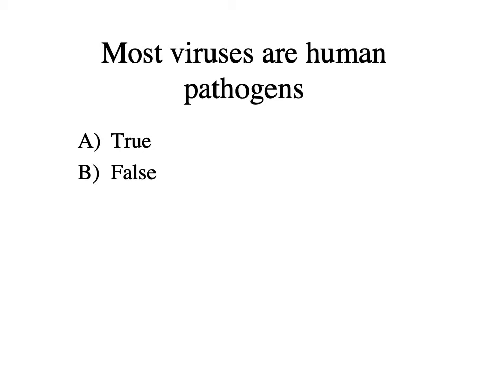Most viruses are human pathogens. A, true. B, false. In actuality, most viruses are not human pathogens. So this is B, false. We actually have a normal microbiome. We have viruses just like we have bacteria. We have this microbiome of bacteria as well as a microbiome of viruses within our bodies and on our bodies.